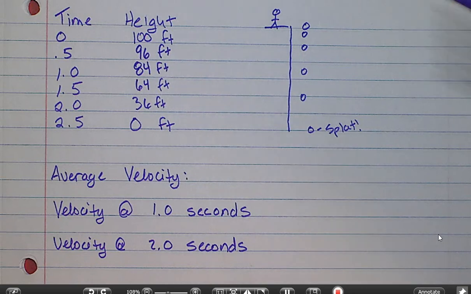Velocity is different. Velocity has a direction attached to it. If we're talking about your velocity in relation to the school, it would be positive if you're coming towards the school and negative if you're going away from the school. Does that make any sense? Yeah, we're doing this in physics.